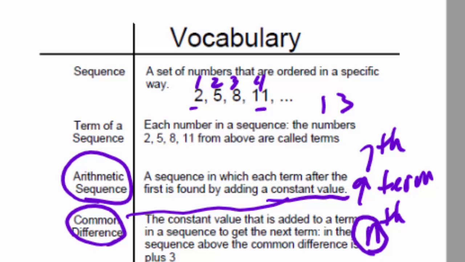So if I wanted to find the 7th term, I would have to go up to 5, 6, 7, and I'd have to add my 3, 1, 2, 3 more times. By the way, when we start here and we go one at a time, we call that a recursive method of finding our terms in a sequence, where we're adding 3, adding 3, adding 3. That same pattern over and over again is called recursion.